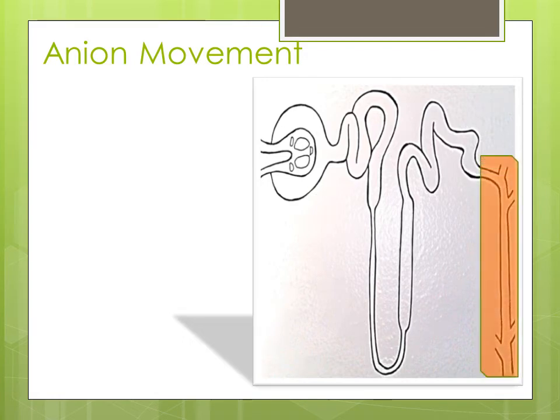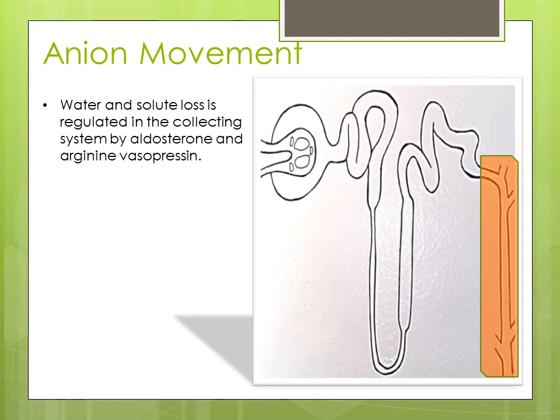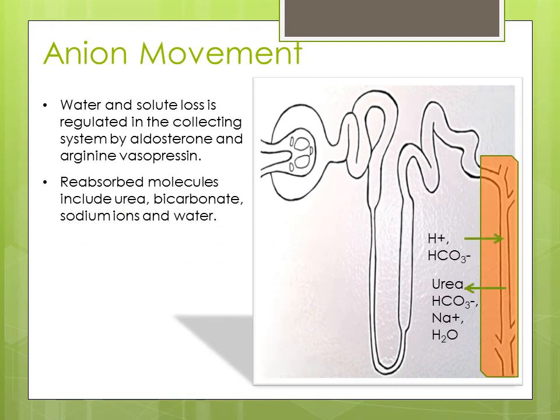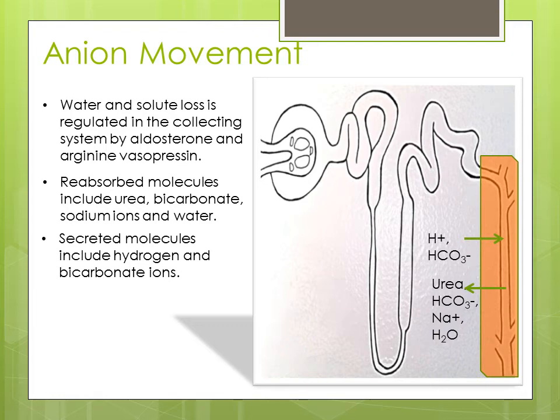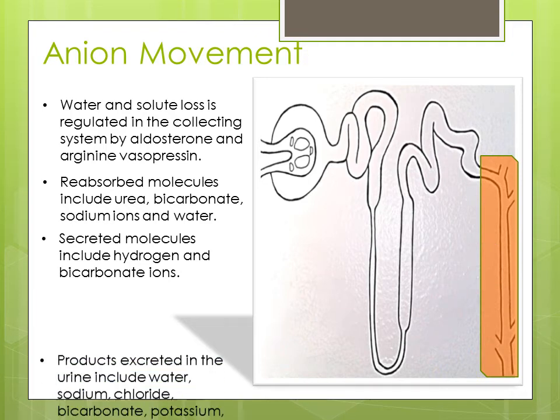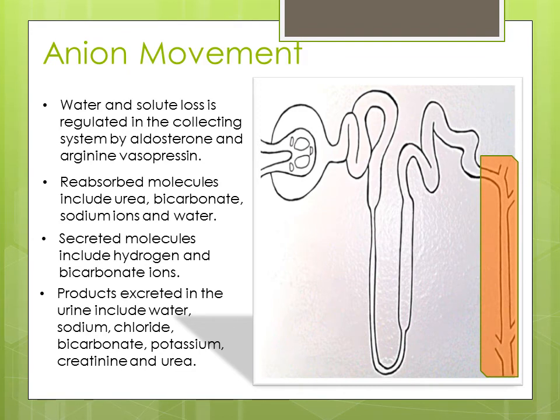Water and solute loss is regulated in the collecting system by aldosterone and arginine vasopressin. Reabsorbed molecules include urea, bicarbonate, sodium ions, and water. Secreted molecules include hydrogen and bicarbonate ions. Products excreted in the urine include water, sodium, chloride, bicarbonate, potassium, creatinine, and urea.